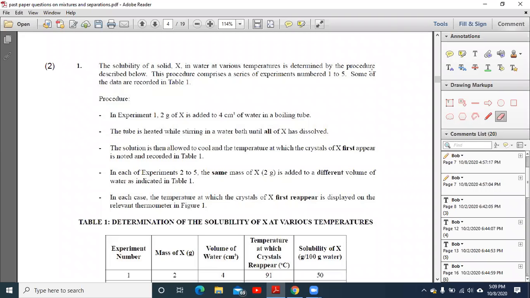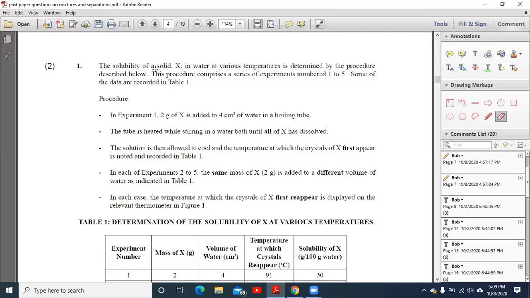Okay, so today we will be doing a past paper on the solubility of solutes in different solvents. The specific solvent we'll be looking at is water, right? And that is the main solvent we study when we're looking at solubility for CSEC purposes. So let's get started with the past paper.